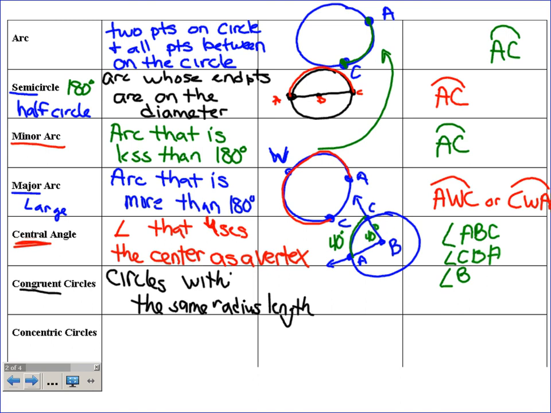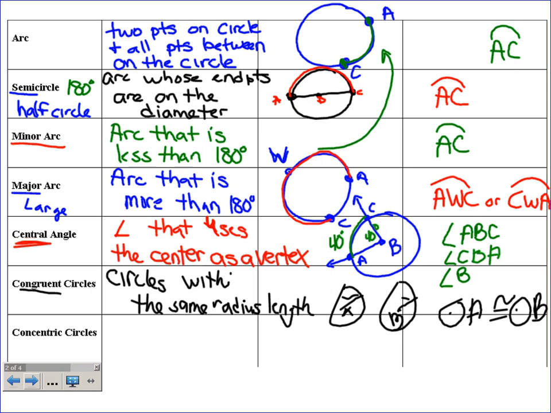Circles with the same radius length. Do I have to draw pictures of that? Fine, I'll draw it. Circle, circle. That's A, that's B, that's 2, that's 2. Circle A is congruent to circle B. Circles with the same radius length.